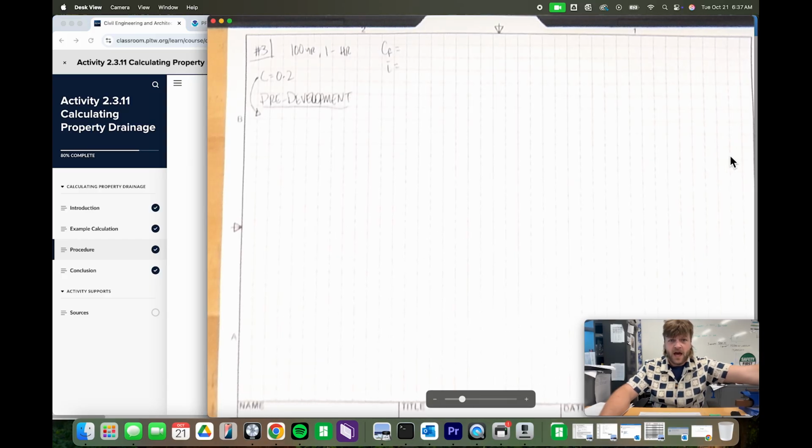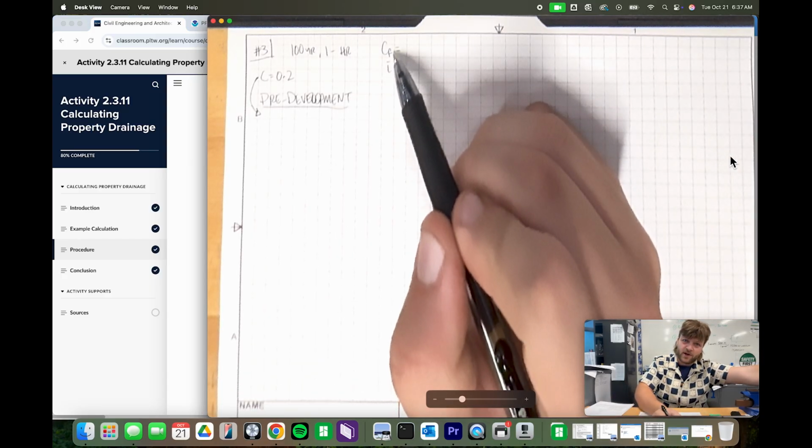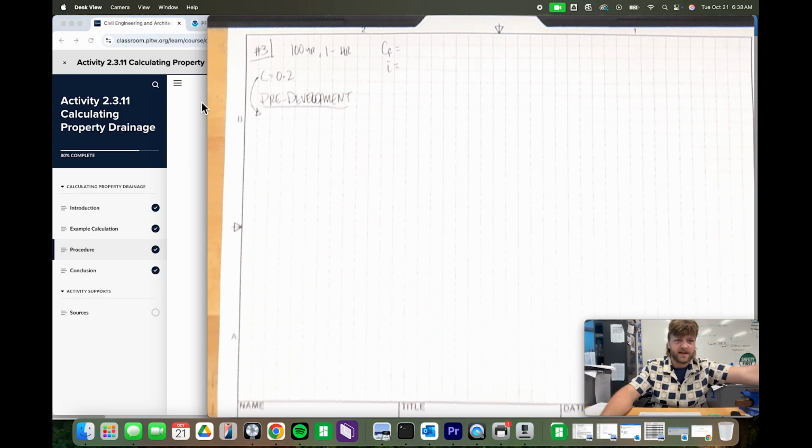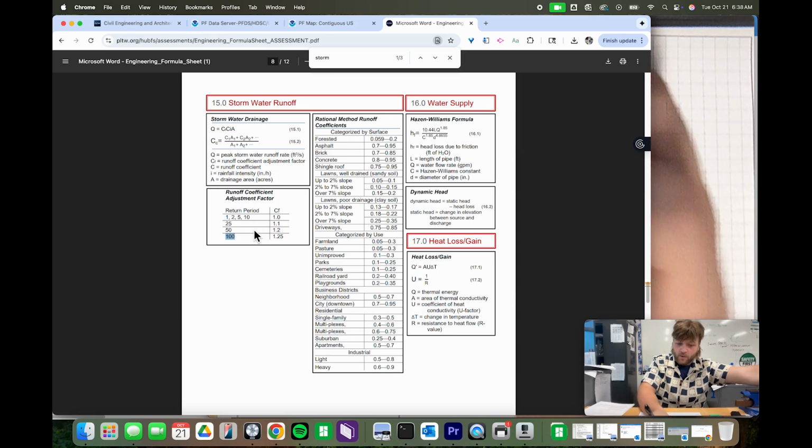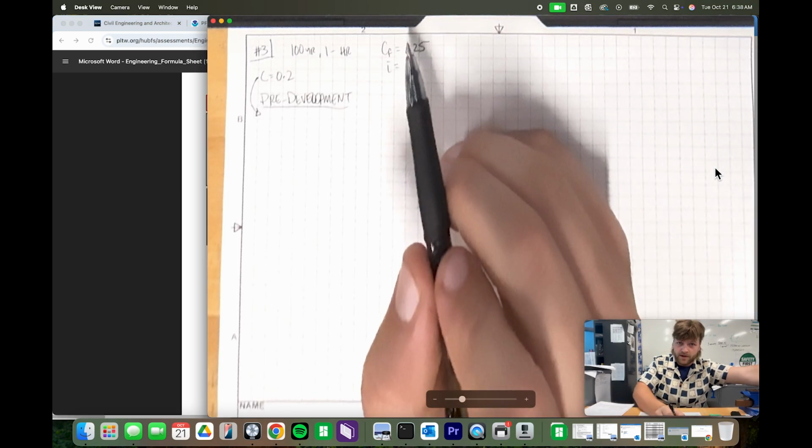All right. What we need to do now is determine what the CF value is and what the I value is. So if we pop back into our engineering formula sheet, we'll see CF for a 100-year return period storm, the biggest value we can have, right? And so what we're going to put down in there is the 1.25.